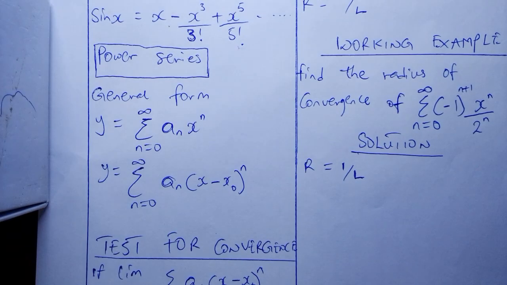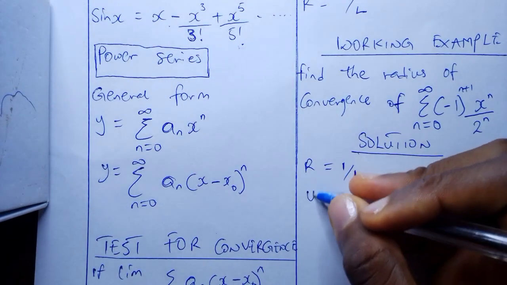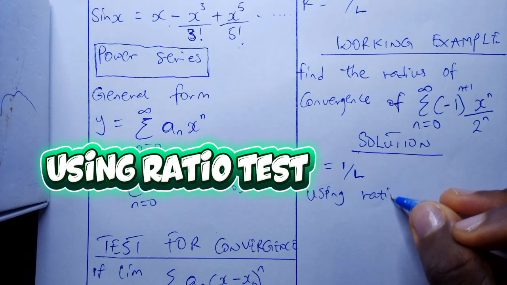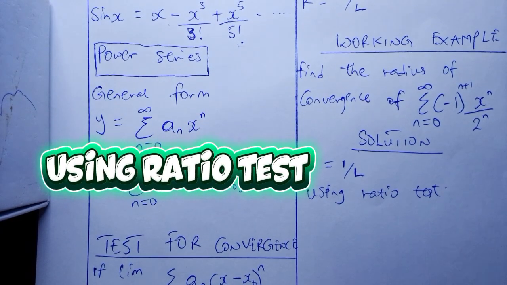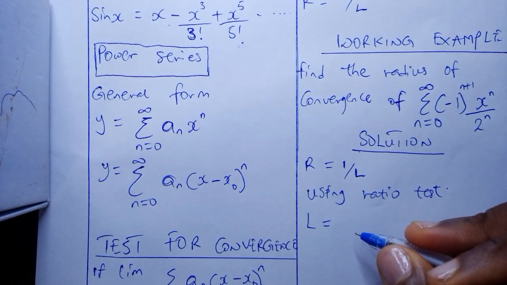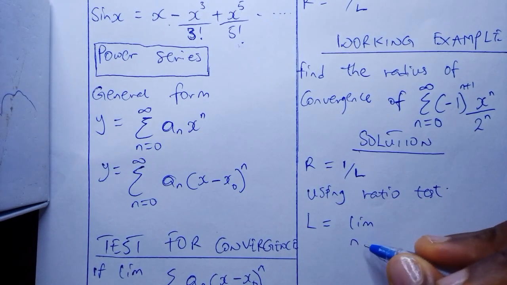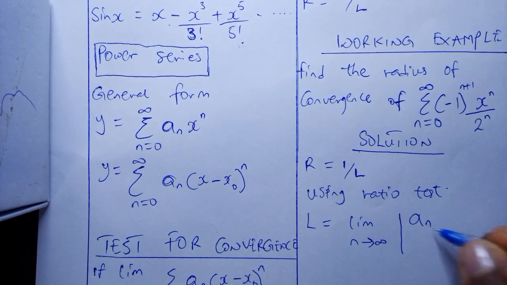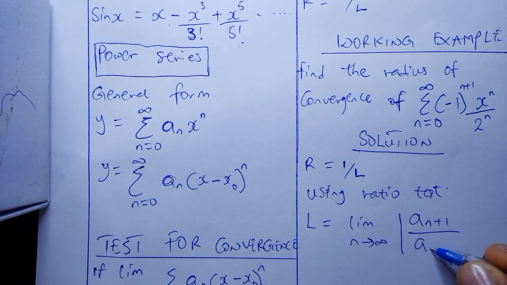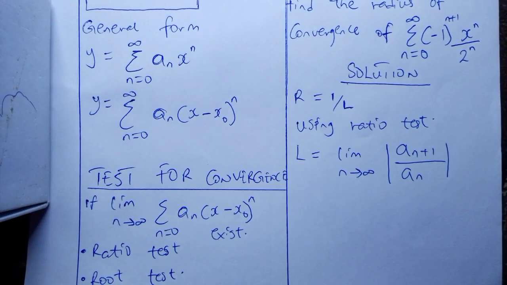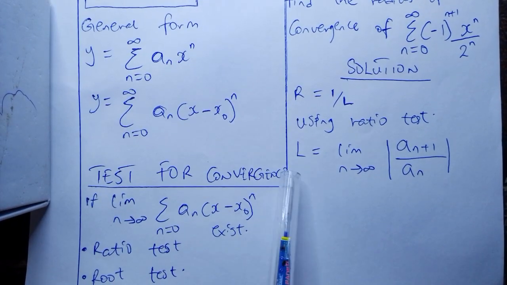So now let's find our limit using the ratio test. So using our ratio test, what do we have? We have that according to our ratio test, our limit L equals limit as n tends to infinity, absolute value of a subscript n plus 1 all over a subscript n. Now, it's very, very easy. Just calm down. If you watch, mathematics is very, very sweet.